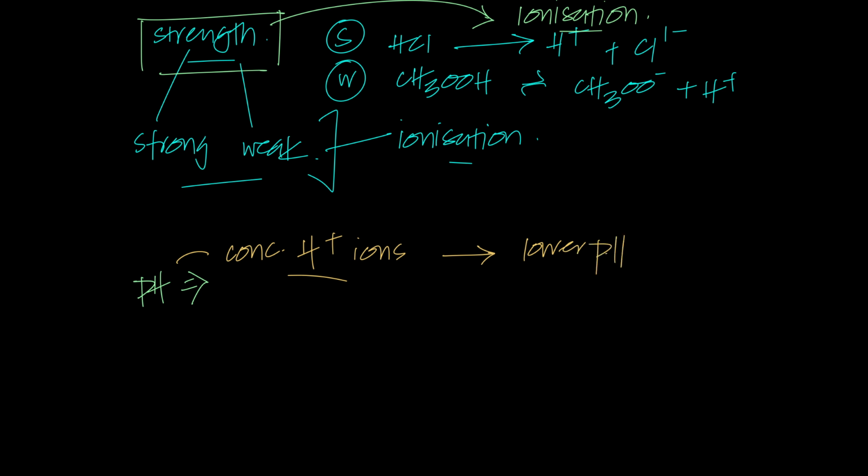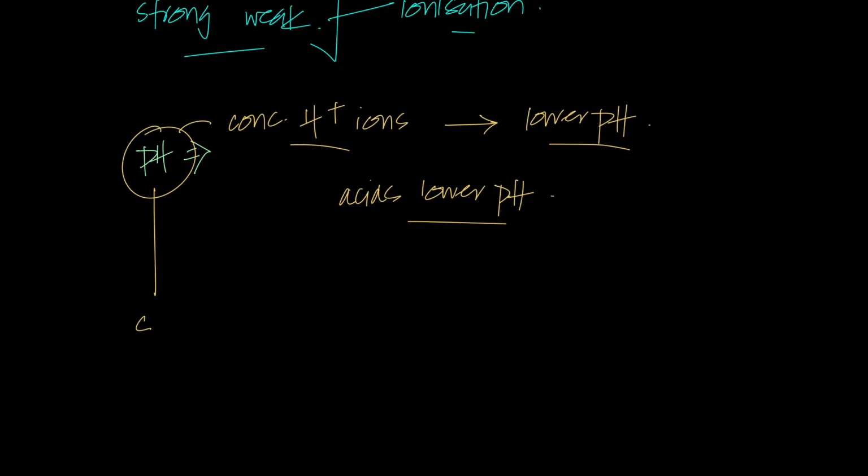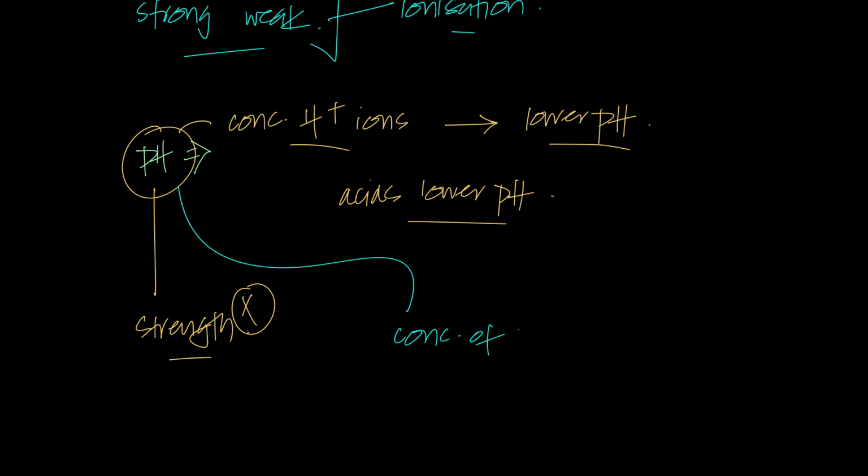That's why acids normally have a lower pH, because they have a larger excess concentration of hydrogen ions. Done? Now, this is where I need everybody's attention. The pH that you are going to get does not depend on the strength of an acid. No. It does not depend on the strength of an acid. The pH depends on the concentration of hydrogen ions.